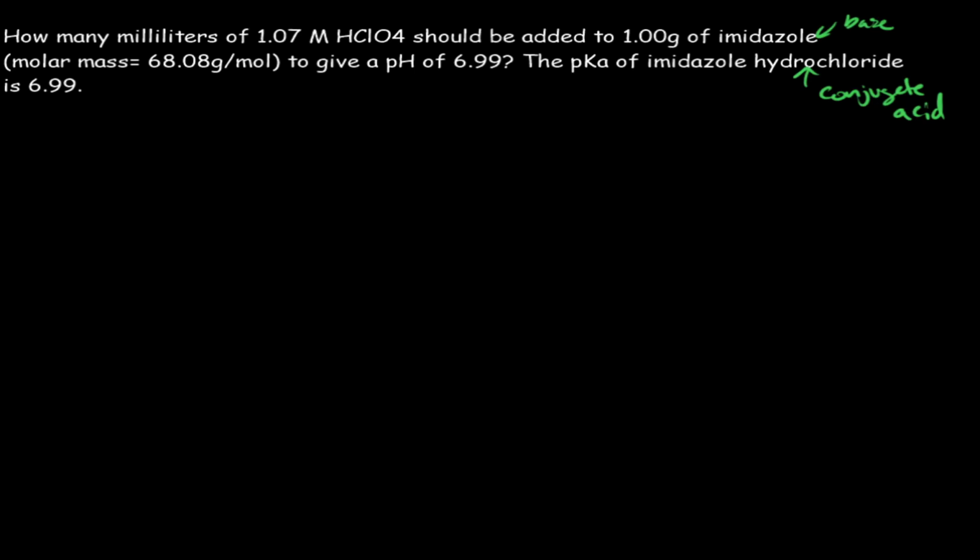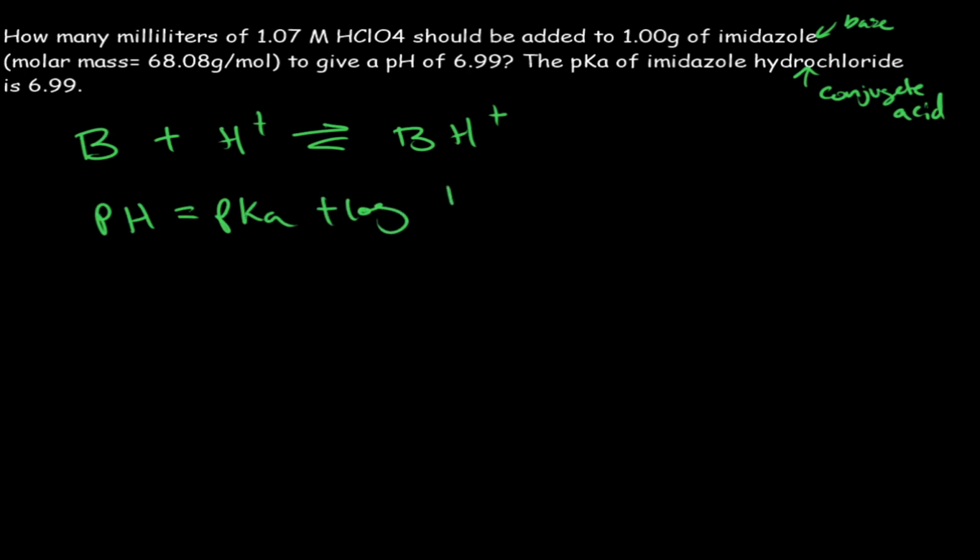So let's start off this question by looking at our reaction. I'm going to use general terms to make this question look a lot easier. So we have a base B, which we'll say is imidazole, and we're going to be adding acid coming from the HClO4. And we're going to be creating a conjugate acid. So we know from the Henderson-Hasselbalch equation, pH is equal to pKa plus log B over BH plus. And our final pH is 6.99 because that's our goal. And our pKa given to us is also 6.99.